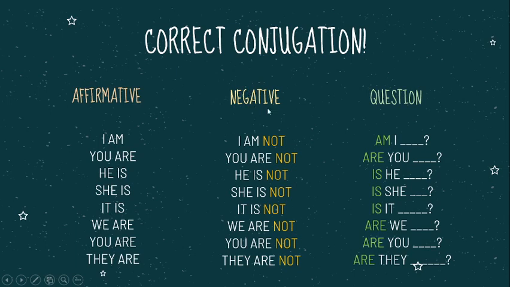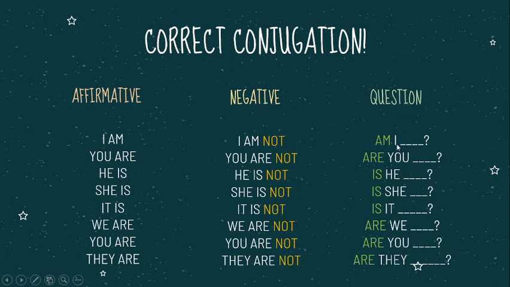In the negative form, what we do is add a negative particle, the word not. And with that, we make the negative form. We say, I am not, you are not, he is not, she is not, it is not, we are not, you are not, or they are not. We only need this for the negative.